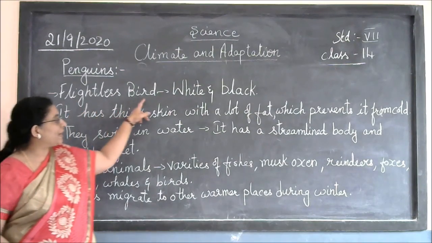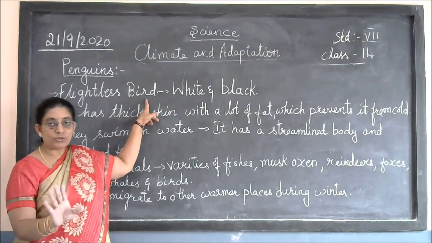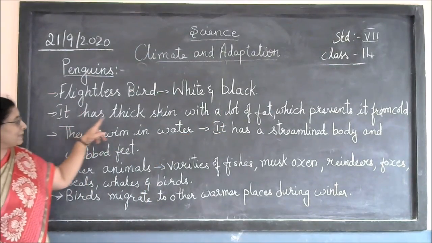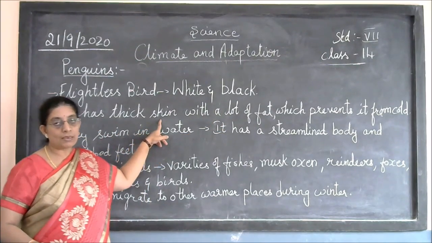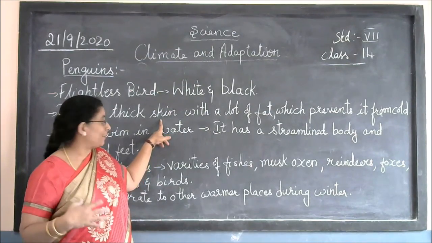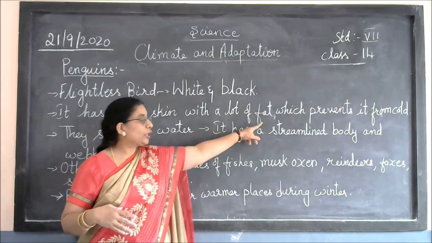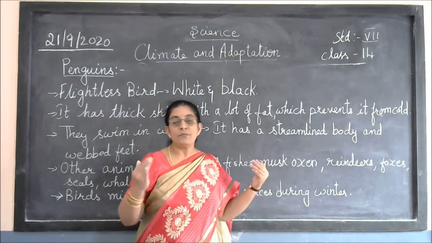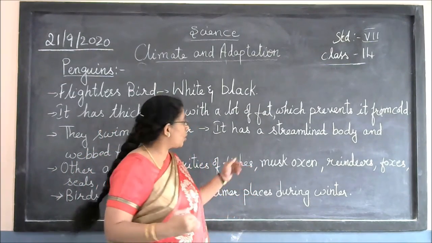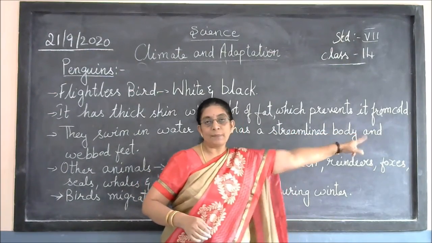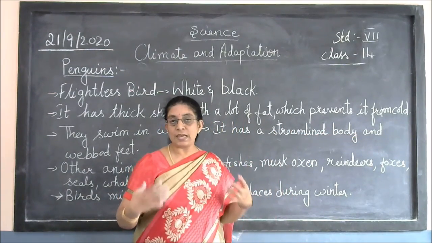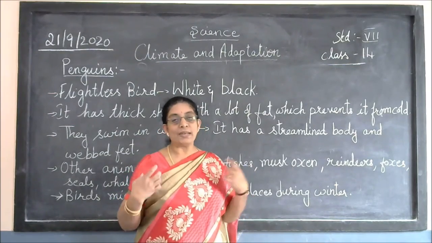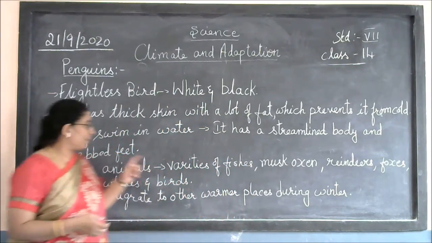See, penguins are flightless birds, and their usual color is white and black. It has a thick skin. The penguins have a thick skin with a lot of fat. Under the skin, they have got layers of fat which protect them from the cold.